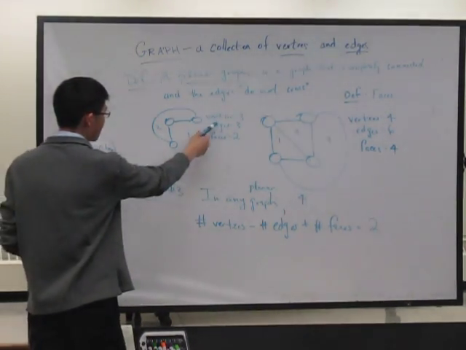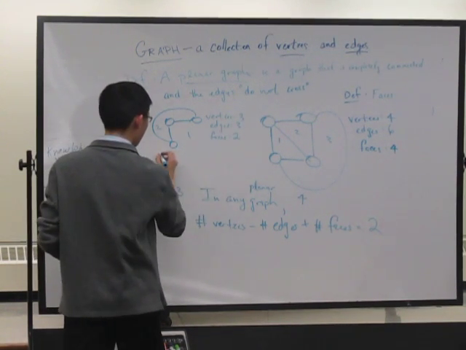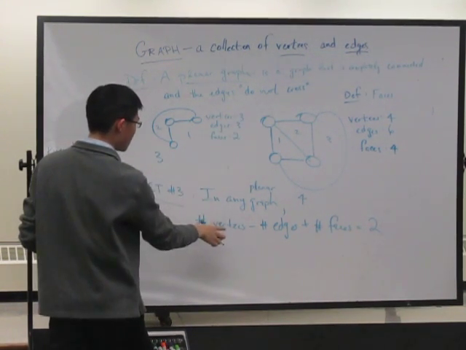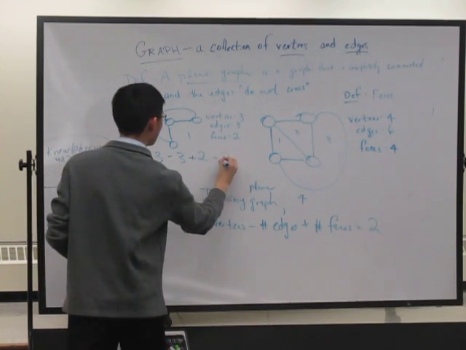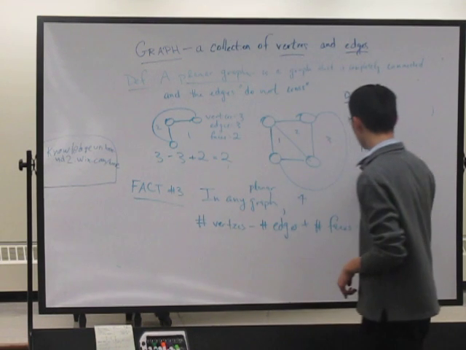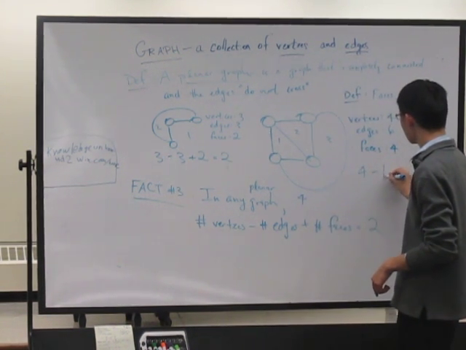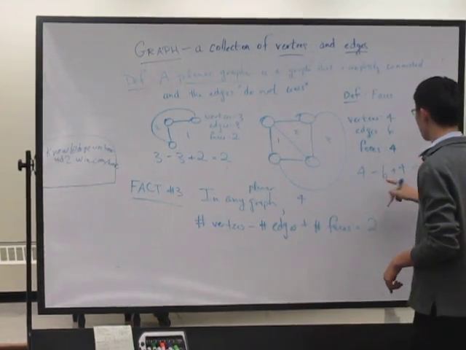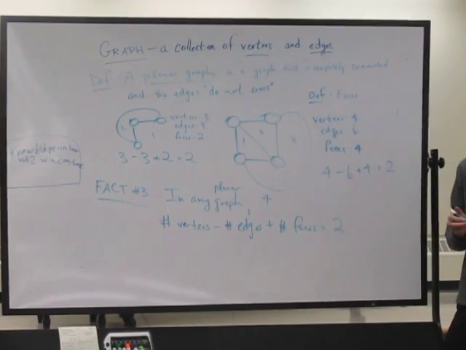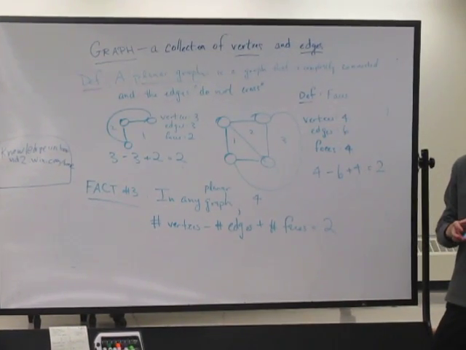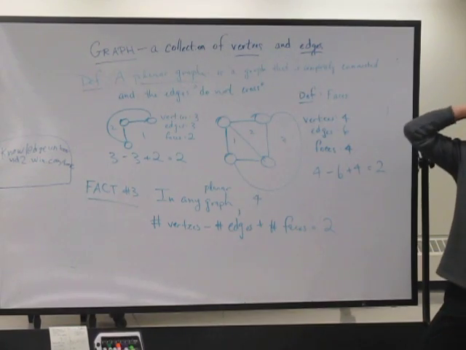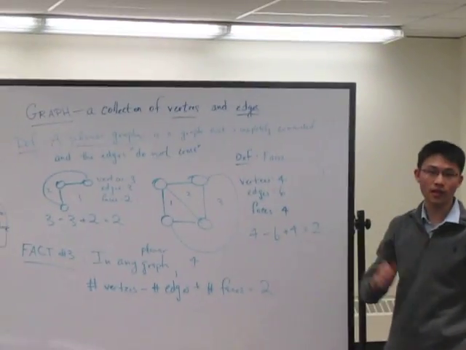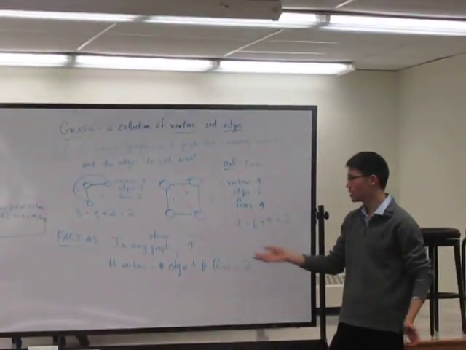So vertices, you can see here, in this one you get 3 vertices, minus 3 edges, plus 2 faces. This gives you 2. In this planar graph, you have 4 minus 6 plus 4 equals 2. Okay? And this fact will be true for any planar graph. And so we can draw a bunch of graphs on the board, and you can probably see that this is true for yourself.